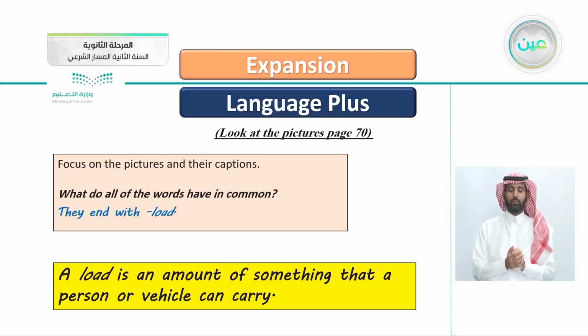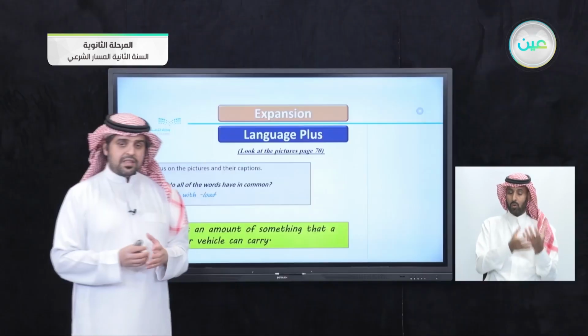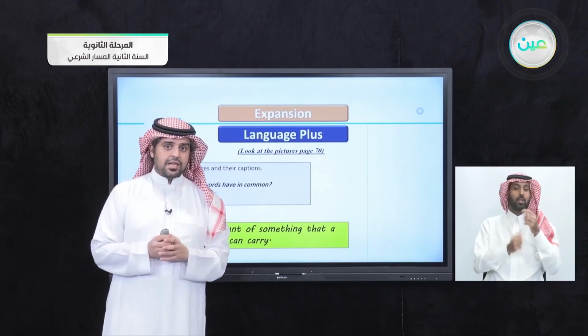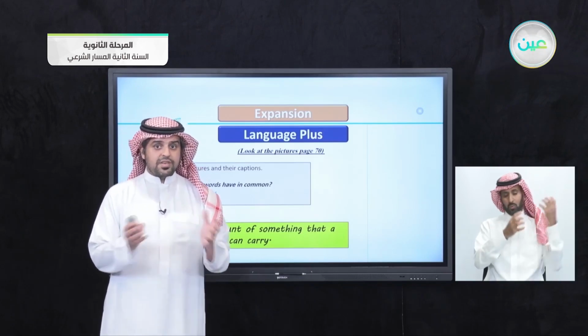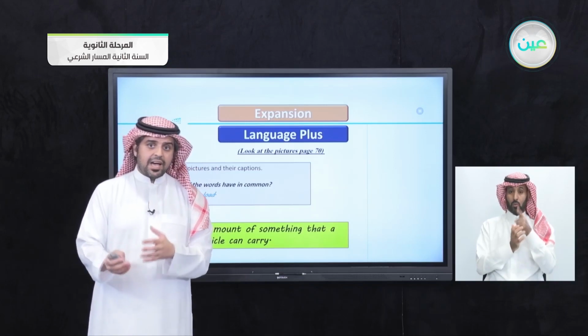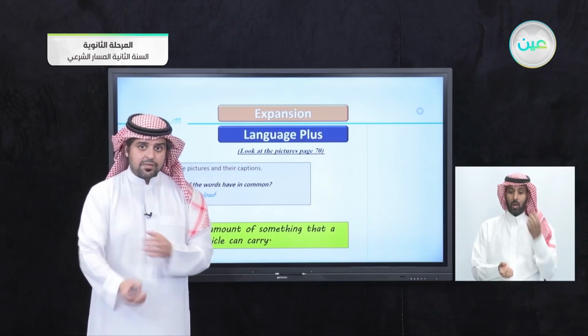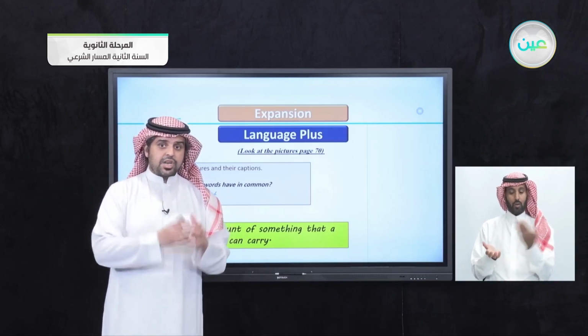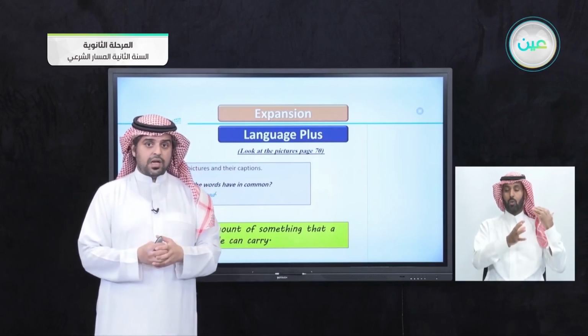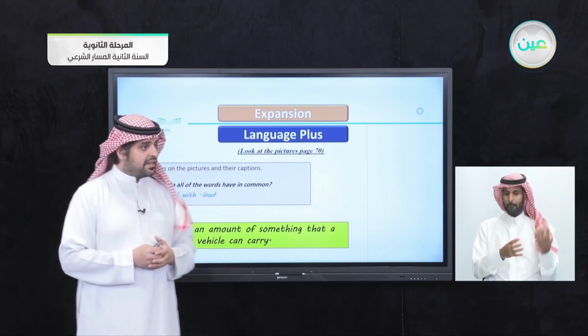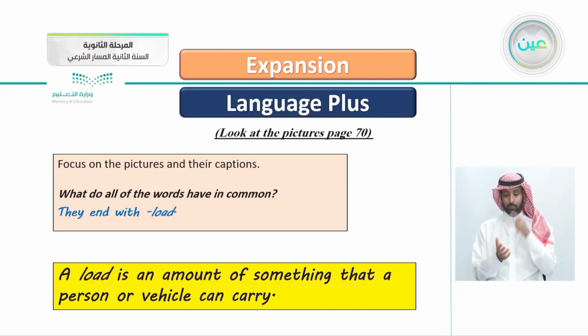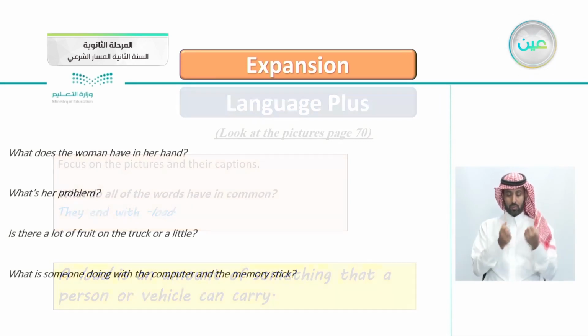A load is an amount of something that a person or a vehicle can carry. So the word load means the amount of something that a vehicle or a person can carry. When you carry an armload, it means what your arms can carry. This is an armload. On the other hand, the truckload, it's how much the truck can carry. So again, a load is an amount of something that a person or a vehicle can carry.